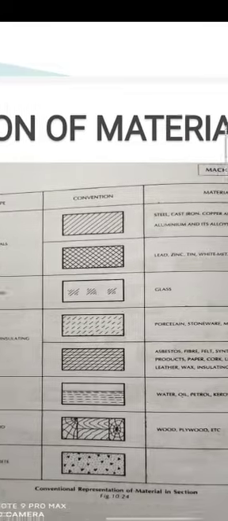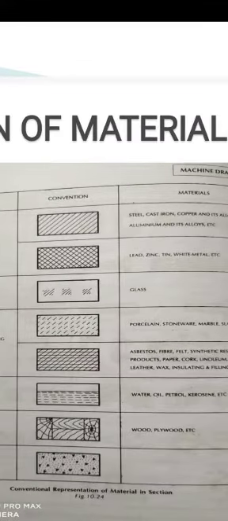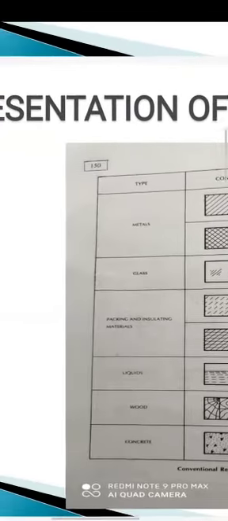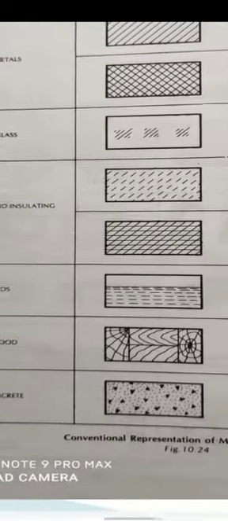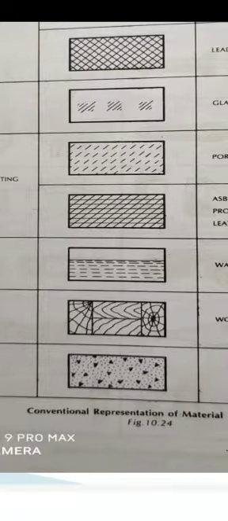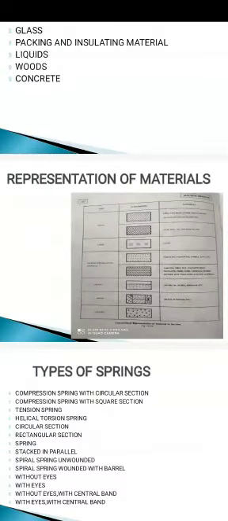Liquids are water, oil, petrol, kerosene, etc. This is represented as a straight dotted line. Woods are represented like this, and concrete is represented with small dots and big dots. Next, we see the symbols of springs.